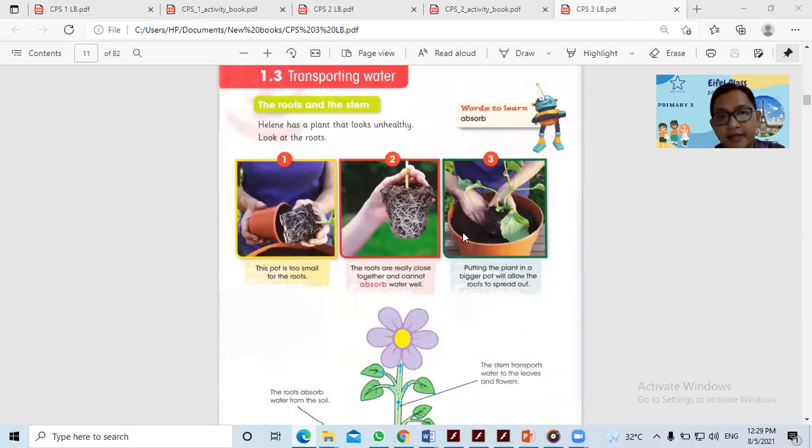Hello, P3. Today in science, we're going to learn about transporting water. Okay, we have the roots and the stem.